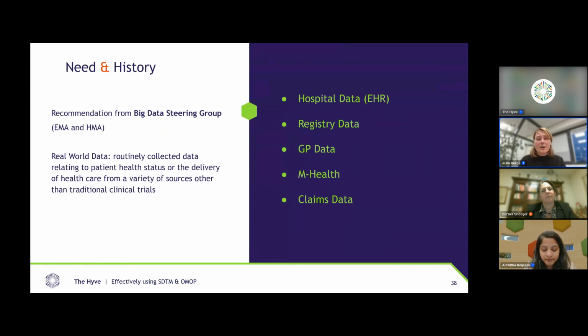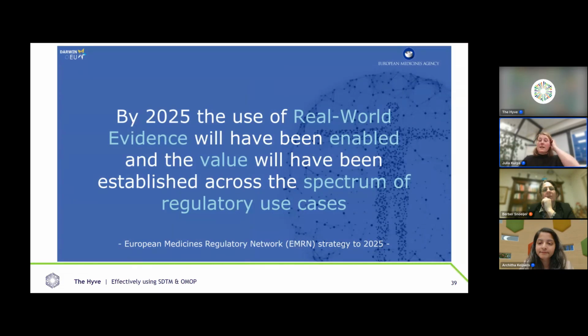So this is the routinely collected data that Berber explained and that you have heard about also. That's the hospital data, registry data, GP data, mHealth data, and the claims. And mHealth is a little bit mobile, for example, where social media falls under, but also some of the devices. And so when they started out with Darwin, they had the idea that by 2025, which is now, obviously, we should use real-world evidence to help make regulatory decision-making. And in the next couple of slides, I want to show you where we are with that.